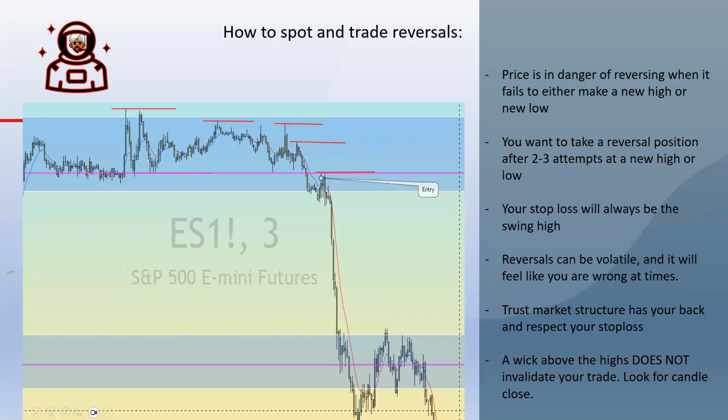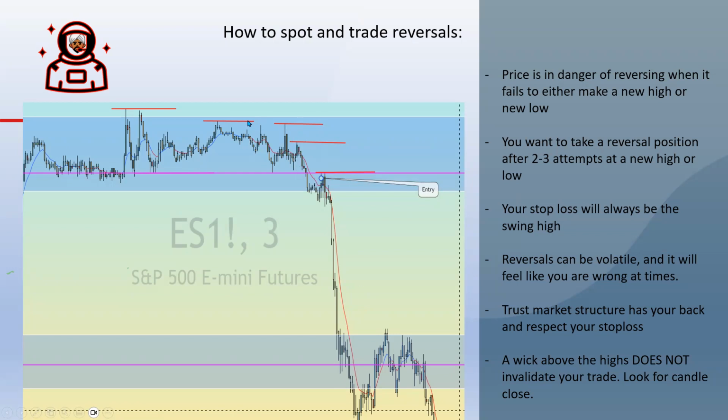All right, perfect. So this is actually where the PowerPoint cut off last time, and I wanted to go over more of this stuff. So, how to spot and trade reversals. This is something that I do a lot. So you want to take a reversal position after price fails to make a new high or a new low multiple times. The other day, I tried this off of one failure to make new highs, and I got burned right away. So it's important for you to make sure that there are multiple attempts at making new highs before you go ahead and take your entry.